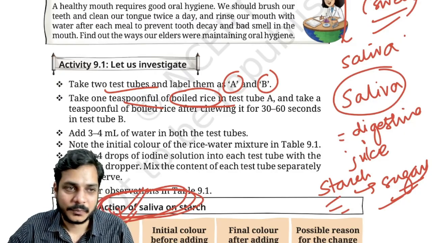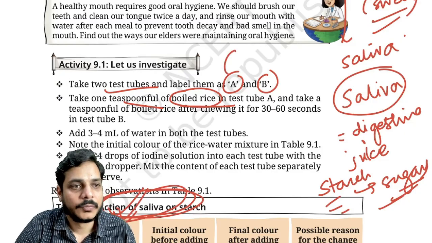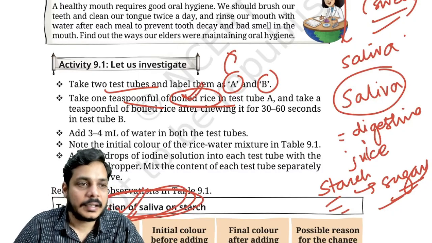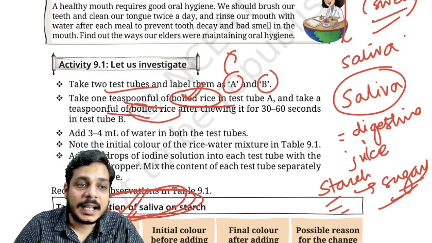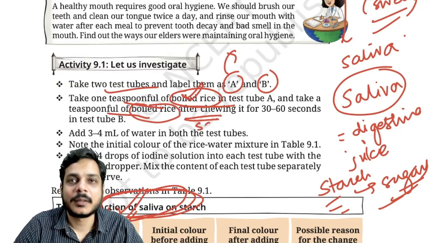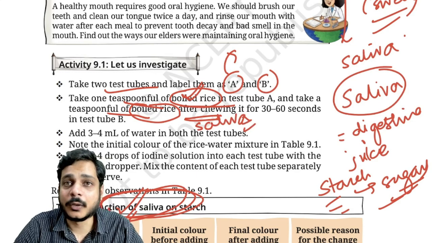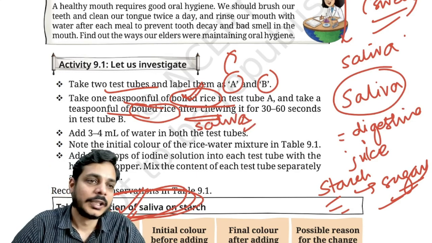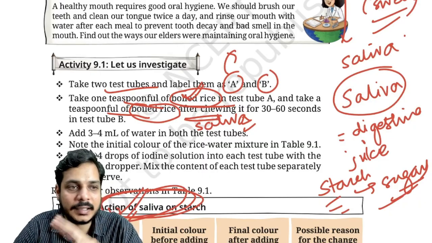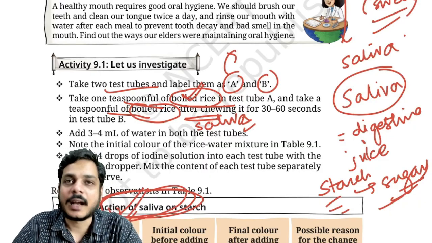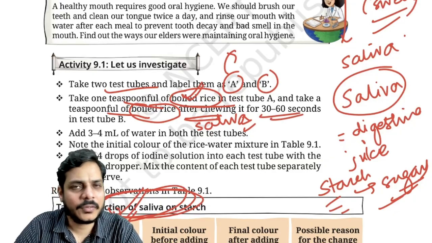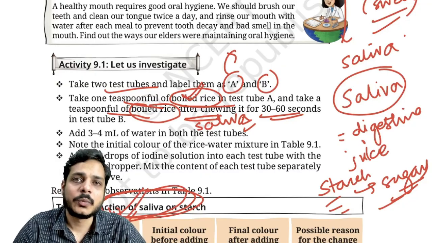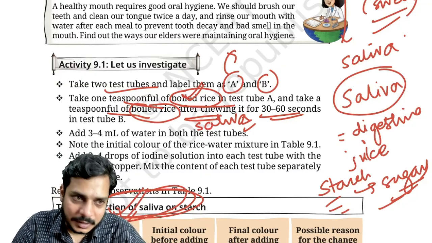This is quite evident from this activity. In one test tube you take a teaspoonful of boiled rice, only boiled rice, and in the other you take a teaspoonful of boiled rice after chewing, because it requires your saliva. We want to test whether the saliva is actively going for digestion or not. There is some kind of partial digestion because of saliva in the mouth cavity itself. So we take two things: one is the boiled rice test tube, and the second is the boiled rice after chewing it for 30 to 60 seconds. By this time, saliva would have interacted with the food, and this would have led the starch to form into some kind of sugars.